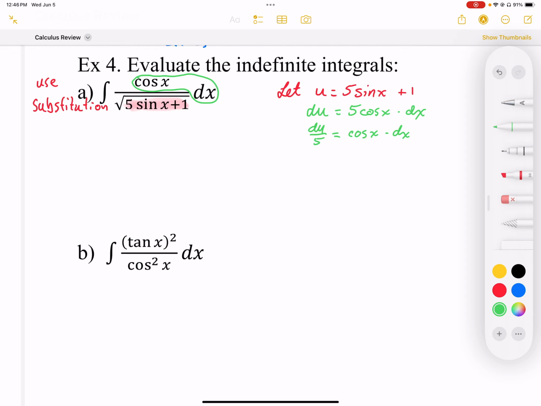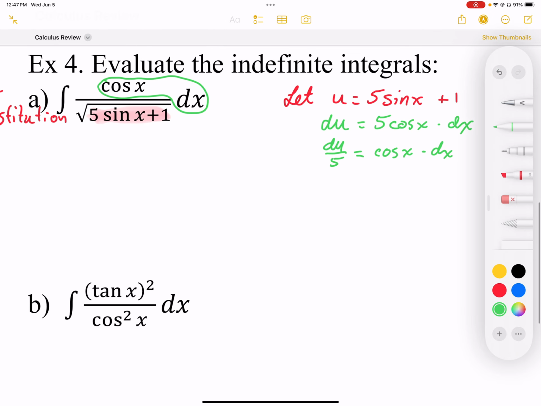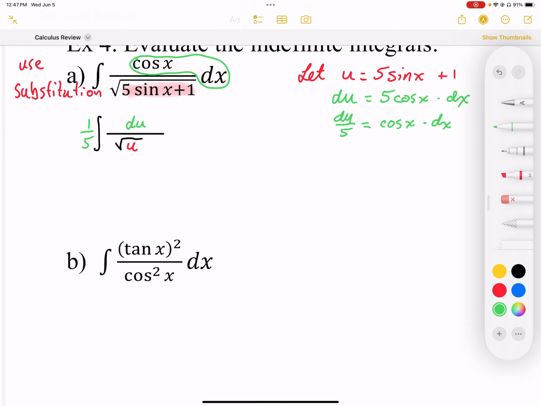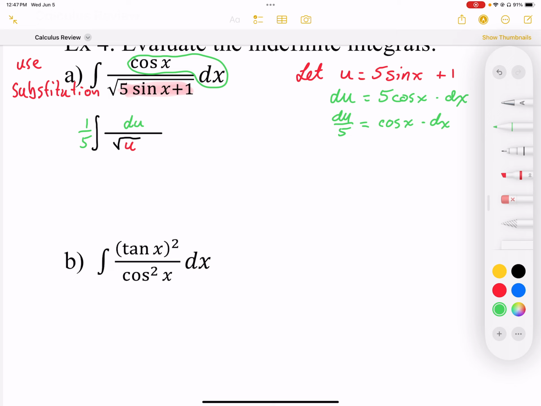And now I can do my substitution. I can replace my cosine x dx with du over 5, and I'm going to replace the other part of that integral. So it's going to look like this. I have a square root. Inside the square root, I have my u. I'm going to replace that with u. The cosine x dx, I'm going to replace with a du over 5. So I'm going to put the 1 over 5 on this side. This becomes a really simple integral to do. We can use power rule for this.